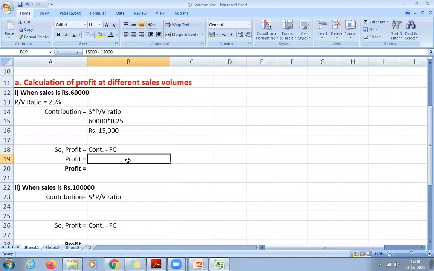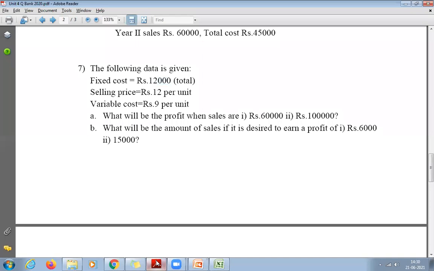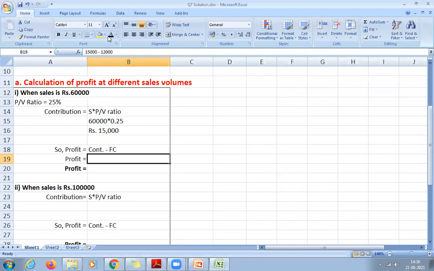So now contribution 15,000, fixed cost is 12,000. So 15,000 minus 12,000. So how much you'll get? 3,000. These are very simple ones. If you just do this 1 or 2 times, you'll get it. Okay, it's easy for you to score in exam.